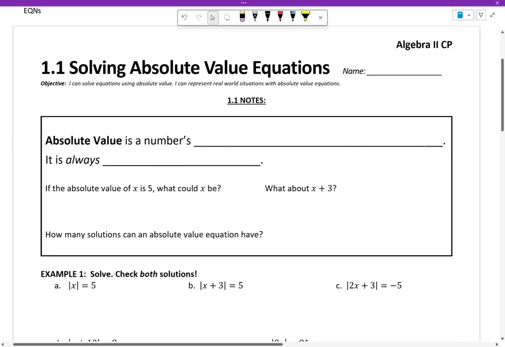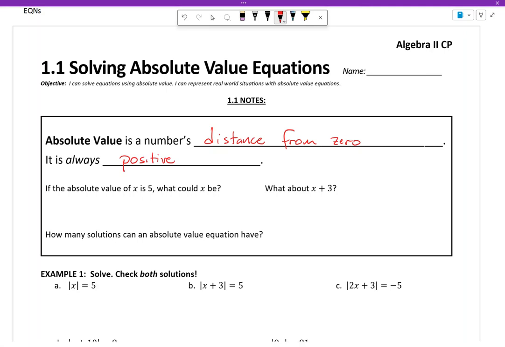Let's talk about solving absolute value equations. So when we talk about absolute value, just as a reminder, that is a number's distance from zero. So it's how far away a number is from zero. It is always positive. Even if the number we're talking about is negative, the distance from zero is a positive number. So absolute value is always positive.